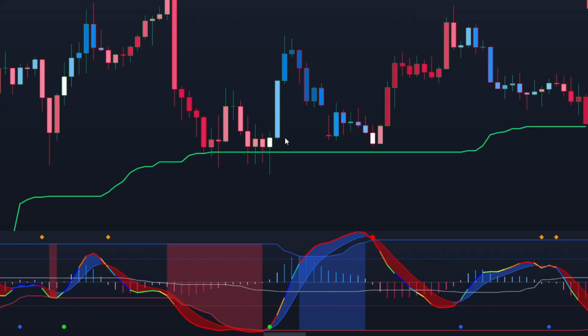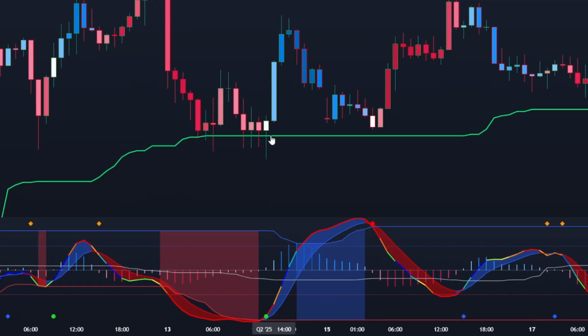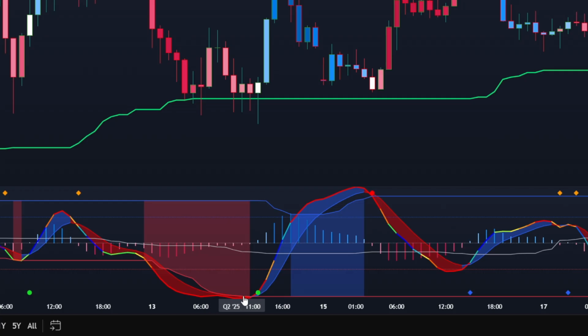Same process on the buy side. When super trend is green, we wait for the SMI MFI line to drop below the dynamic red band. Then it has to cross above the signal line and back above the red band. Once all that lines up, we take the buy trade.